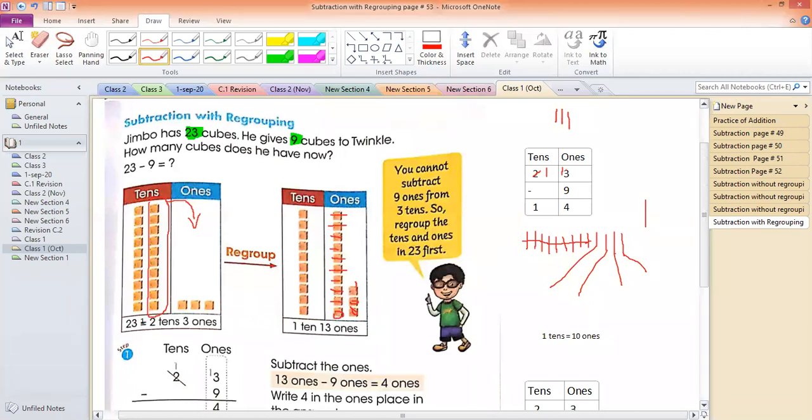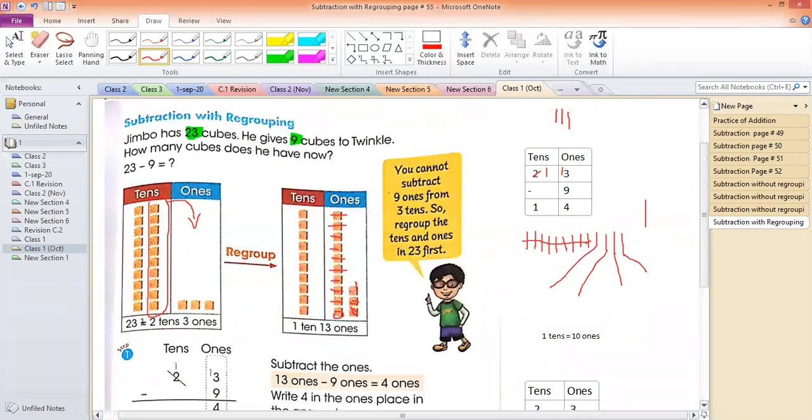Okay. Now it is easy to answer. Now we draw 13 lines and cut 9 lines and check: 1, 2, 3, only 4 lines are left. And we know this is not 2 now. When this 2 gives 1 ten to the ones, it becomes 1. As you can see, there were 2 tens, but we moved one from tens to ones. So it is now only 1. So 1 minus 0 equals 1. So 13 minus 9 equals 4. 23 minus 9 equals 14.